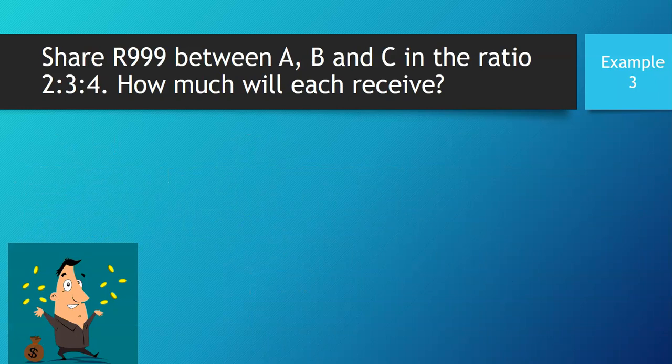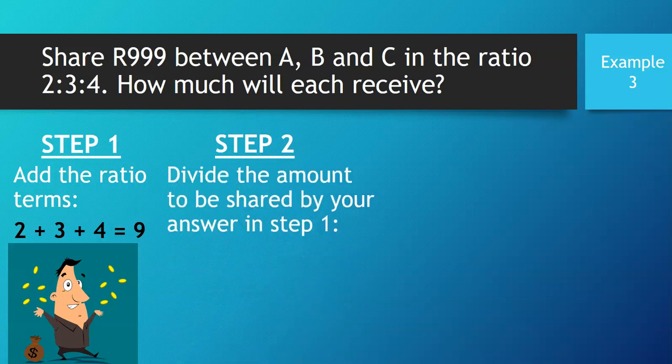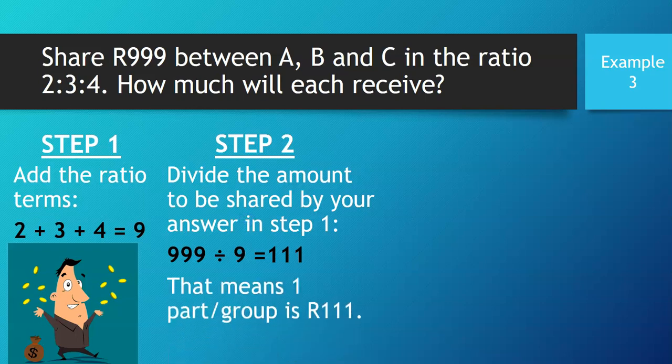Share 999 Rand between A, B, and C in the ratio of 2 to 3 to 4. How much will each receive? So step 1, add the ratios. 2 plus 3 plus 4 equals 9. Super easy. Step 2, take the 999 Rand and divide it by 9. We get 111 Rand. So each part, or one group, is 111 Rand.